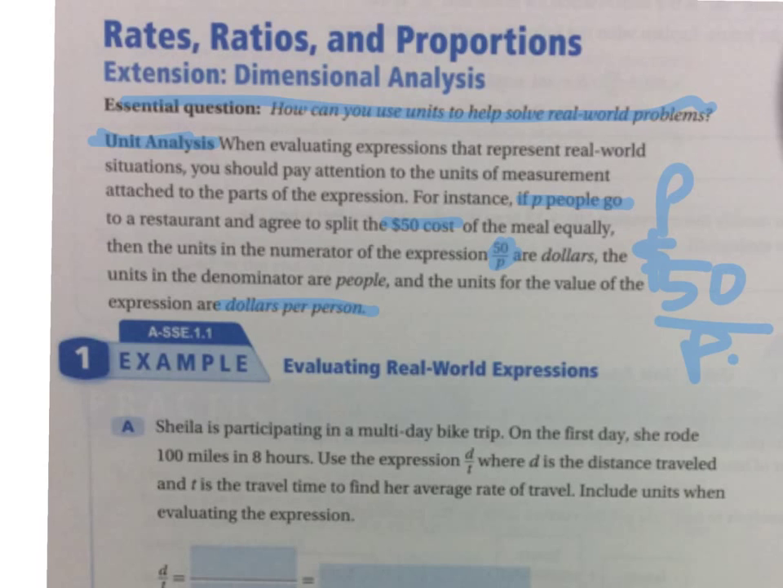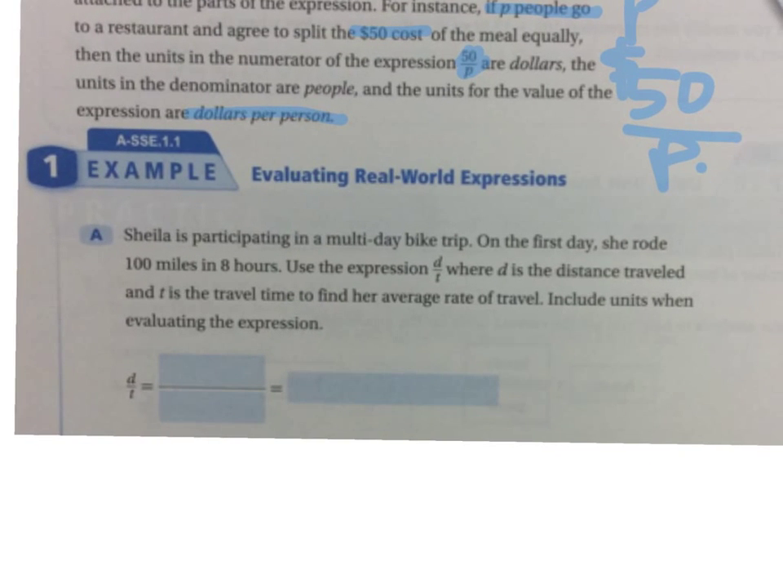For instance, let's take the one down at the bottom. Sheila's participating in a multi-day bike trip. On the first day, she rode 100 miles in 8 hours. Use the expression D over T, and D is the distance traveled. Well, in this case, D happens to be 100. So that's our D, and 8 is our T. So we're going to put 100 over 8.